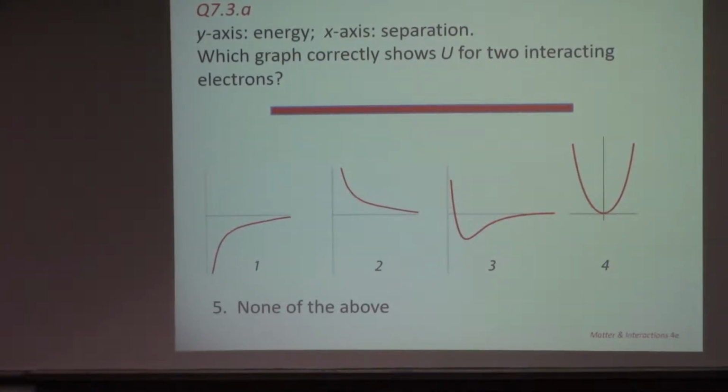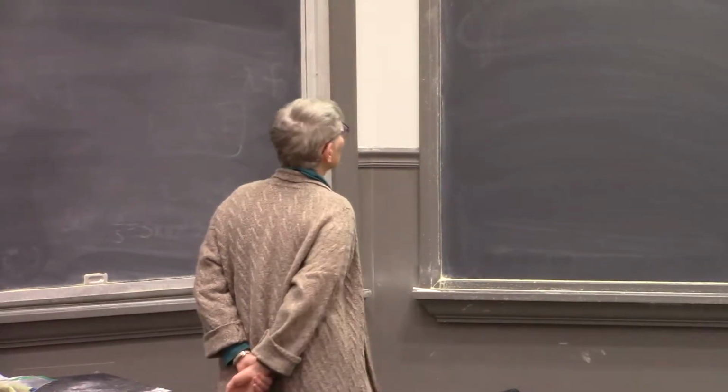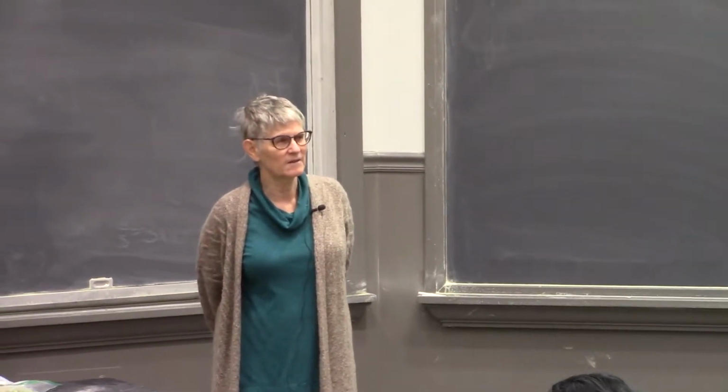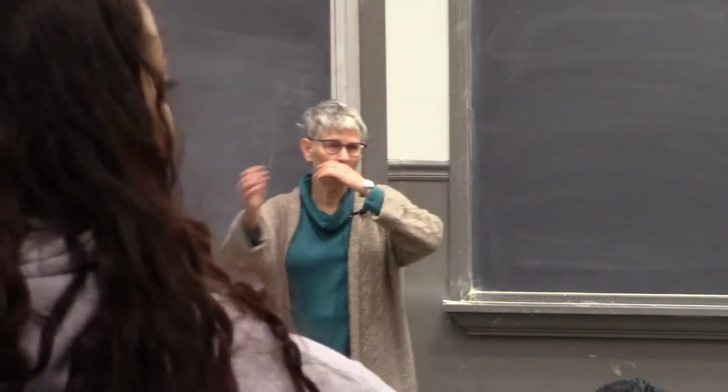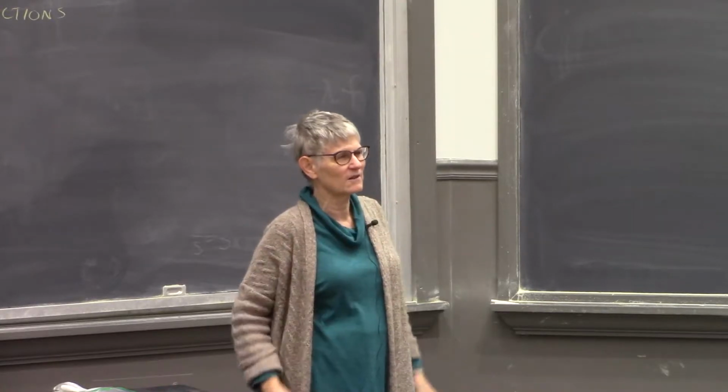If you're not sure, talk to your neighbor for a second. All right, so what do you think? Okay, well, that's fairly impressive. Most of you are saying two, which is correct, because two electrons repel each other, so you have to put energy into the system to get them close together.